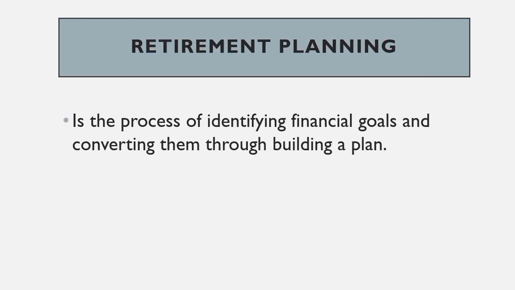Next, retirement planning. It is the process of identifying financial goals and achieving them through building a plan. Retirement planning is to ensure that an individual will be able to maintain his or her current standard of living after retirement. This includes setting your retirement goals, estimating the amount of money you will need, and investing to grow your entire retirement savings.